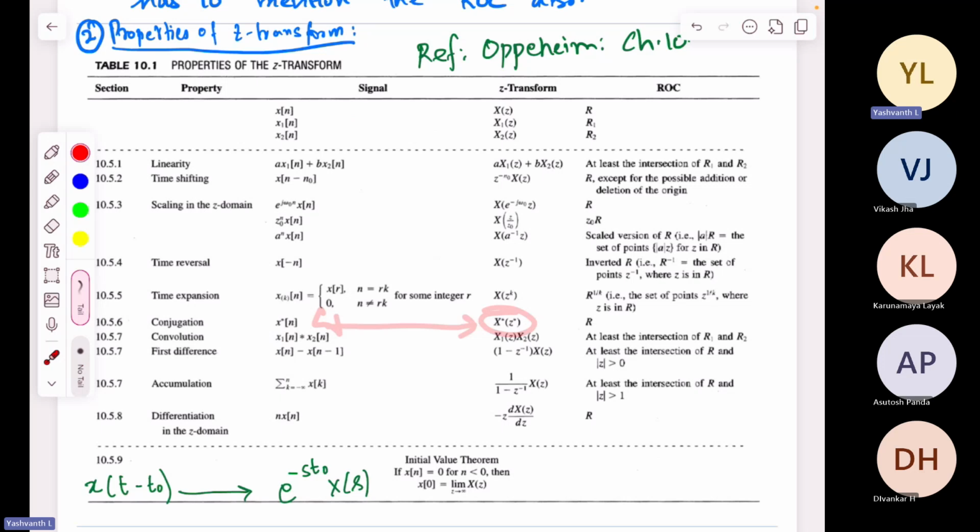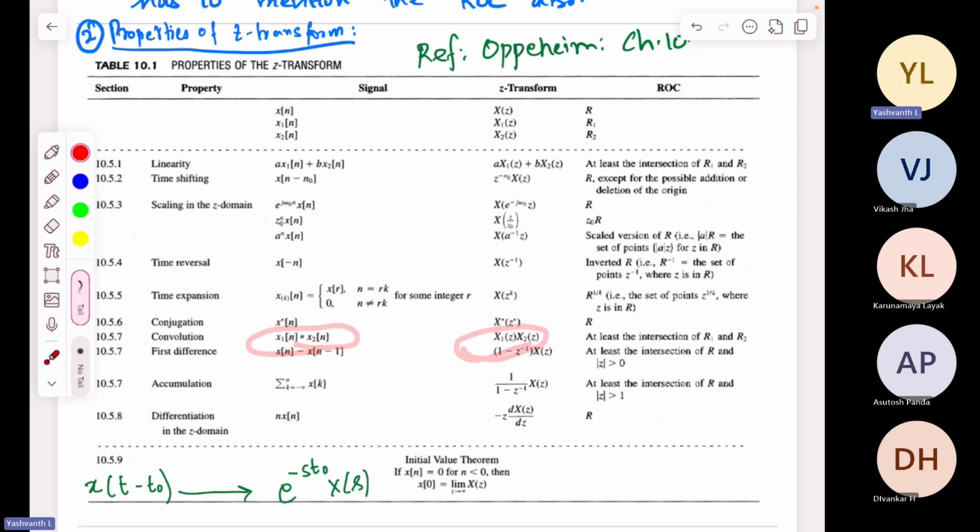Okay. Next is the convolution property. What it says is that if I have two signals x1 of n and x2 of n whose z transforms are X1 of z and X2 of z, then the z transform of x1 of n convolved with x2 of n will be X1 of z times X2 of z. So convolution in the time domain is the product in the z domain.